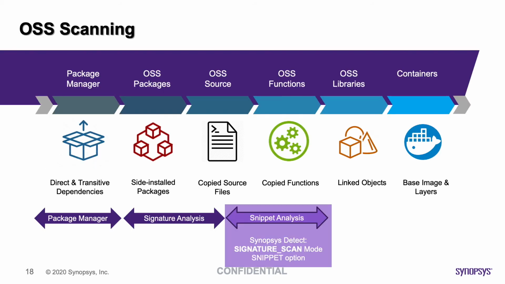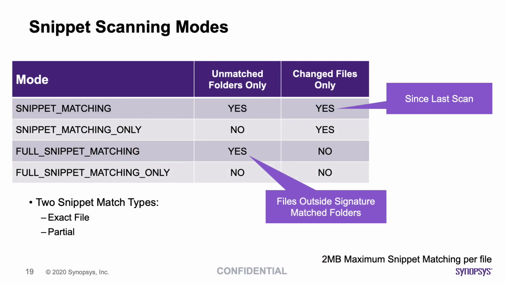The next type of scan is snippet analysis. This is optional, so not performed by default. It's actually a part of the signature scan, but it is a second phase. There are 4 combinations of using snippet scan, and they essentially are either looking at the things outside the matched signature folders. What that means is if a folder has been identified in the signature match as open source, then do or do not scan it according to this table. And also looking at changed files.